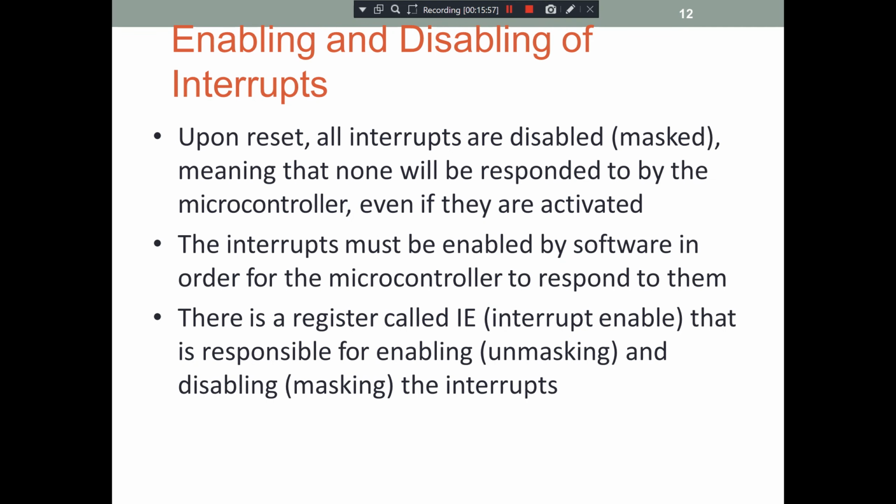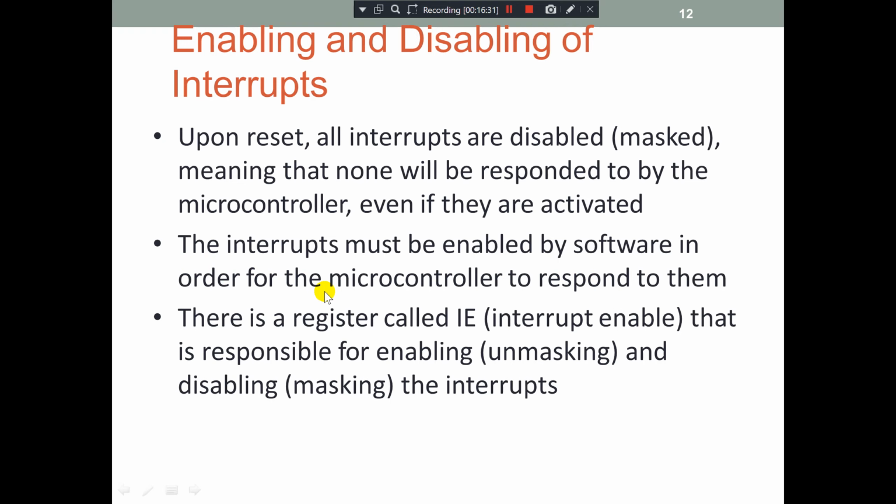How can we enable or disable the interrupts? Upon reset, all the interrupts are disabled, that is masked, meaning that none will be responded to by the microcontroller even if they are activated. The interrupts must be enabled by the software in order for the microcontroller to respond to them.